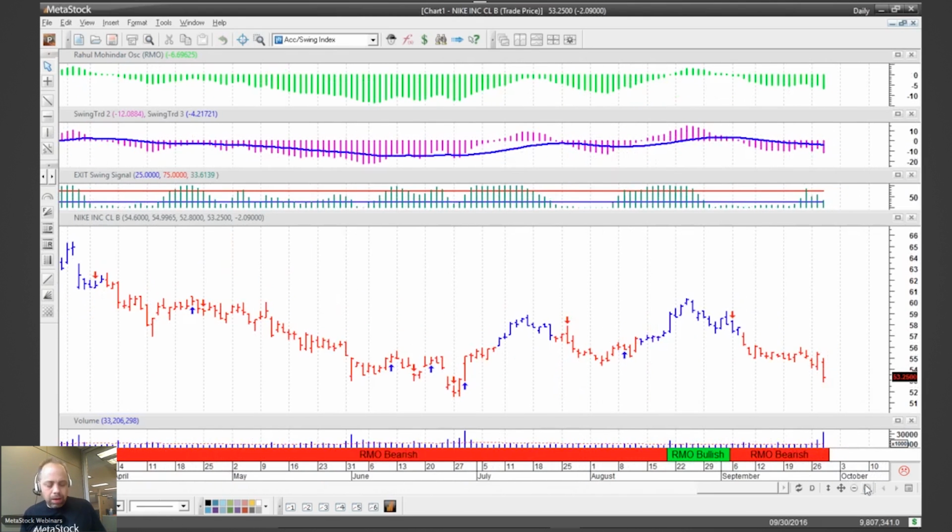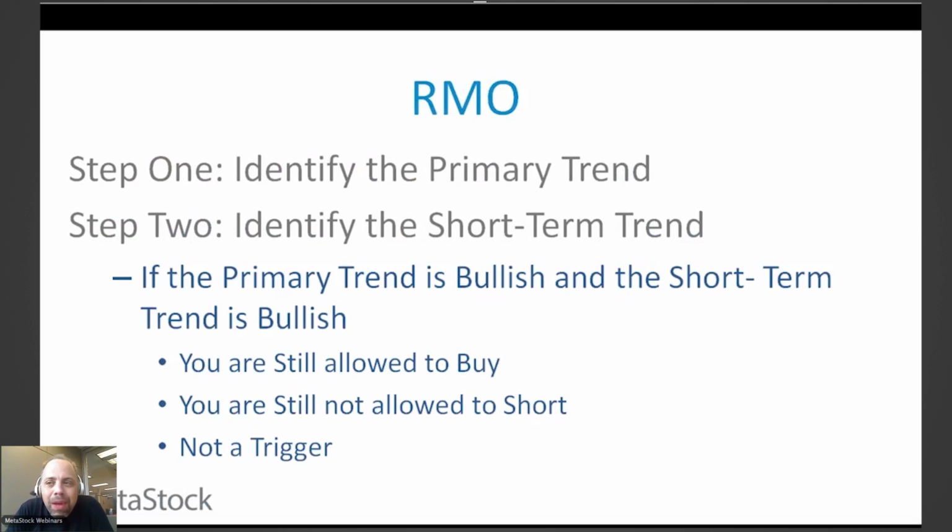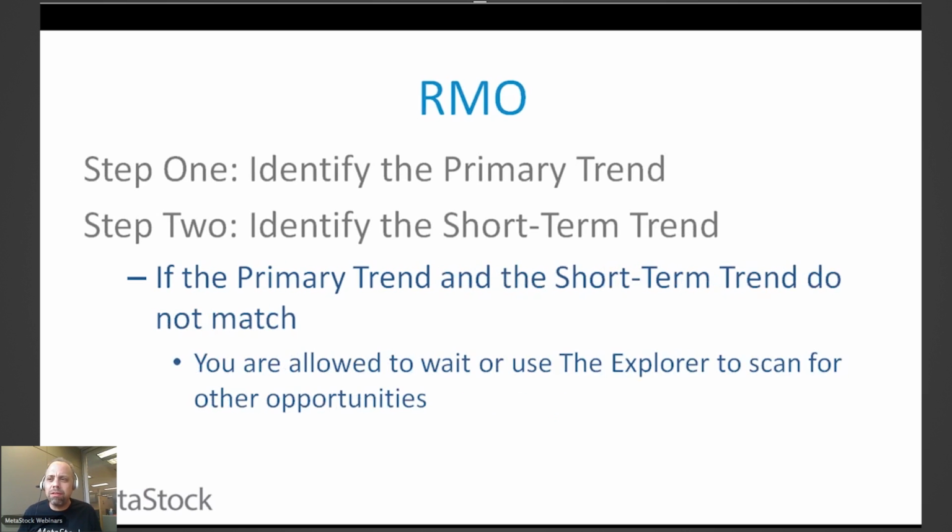So now, just to go through the rules again, just to make sure I'm explaining them properly, you do want them to match. If the primary trend is bullish and the short-term trend is bullish, you're allowed to buy. You're not allowed to short, not a trigger. If they're both bearish, you're allowed to short. You're not allowed to go long, and it's not a trigger. We'll talk about the trigger next. It's pretty easy to understand as well.